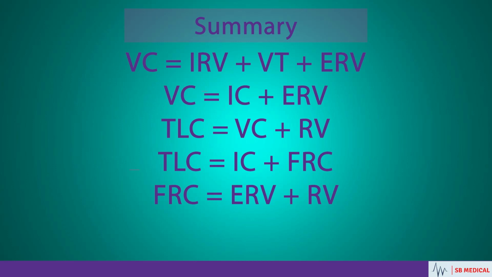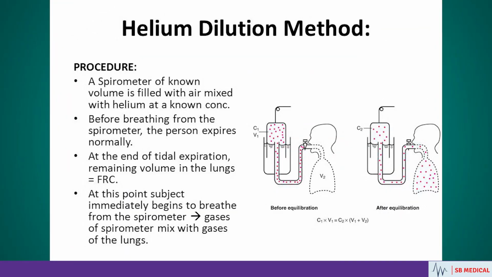To measure FRC, the spirometer must be used in an indirect manner, usually by means of a helium dilution method, as follows. A spirometer of known volume is filled with air mixed with helium at a known concentration. Before breathing from the spirometer, the person expires normally. At the end of this expiration, the remaining volume in the lungs is equal to the FRC. At this point, the subject immediately begins to breathe from the spirometer, and the gases of the spirometer mix with the gases of the lungs. As a result, the helium becomes diluted by the FRC gases, and the volume of the FRC can be calculated from the degree of dilution of the helium.